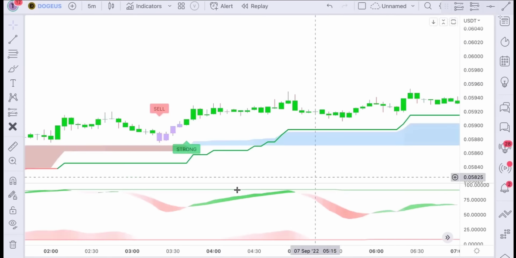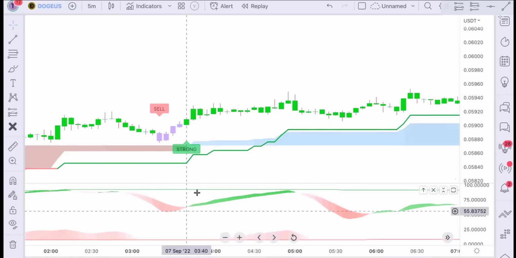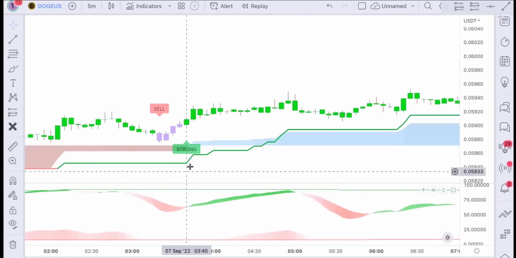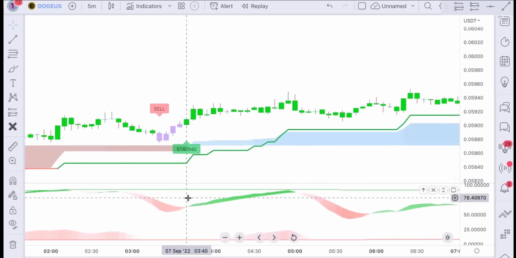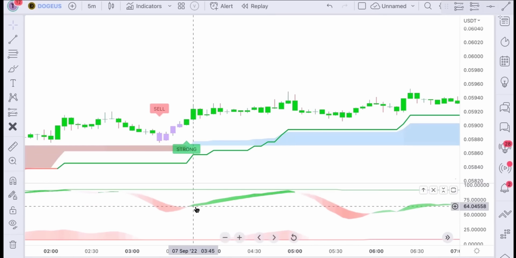Here's another long example where we had to allow the oscillator to catch up. We see that at the time the indicator issued a strong buy signal, the oscillator was being colored in red. So we waited another candlestick, and as we can see, the oscillator turned green.